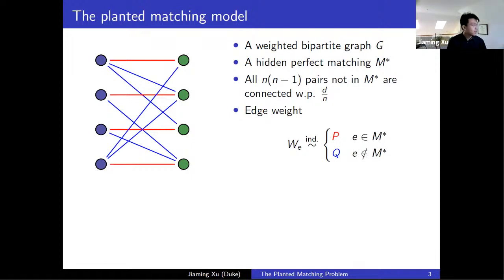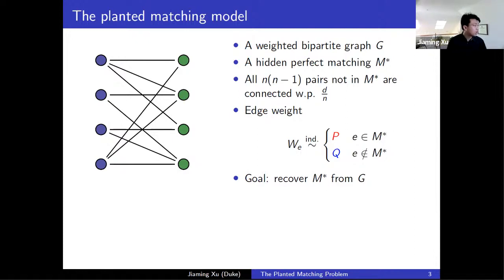Okay. So now the problem we're interested in is how you can recover this hidden matching M star by just observing the edge connections and also the edge weight. In particular, you can see that here you do not see the edge colors. So the question is, can you still recover this underlying hidden matching M star? This definitely depends on how different P versus Q are, and it also depends on how large this edge probability is here.